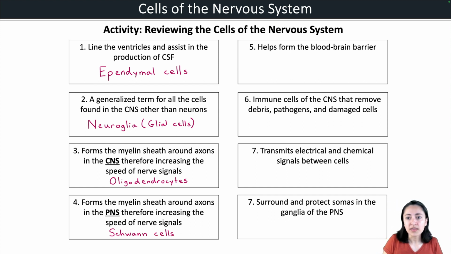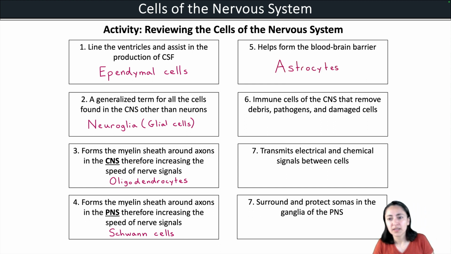Number 5, this helps form the blood-brain barrier. It also has many other functions in the central nervous system, like nourishing the neurons, helping to regulate the chemical environment in the nervous tissue, and so forth. But that would be the astrocytes. The blood-brain barrier is a very important thing, so it's a very important role of these astrocytes. Number 6, these are immune cells of the central nervous system that remove debris, pathogens, and damaged cells. That would be the microglia or microglial cells.